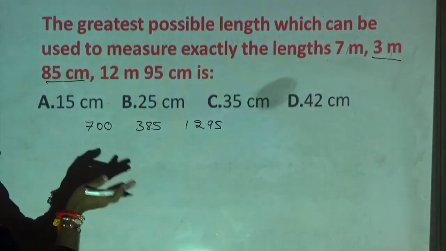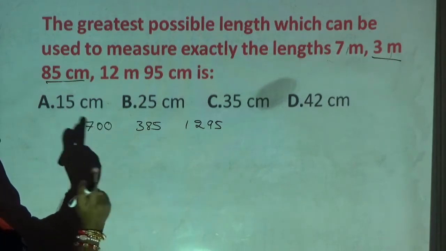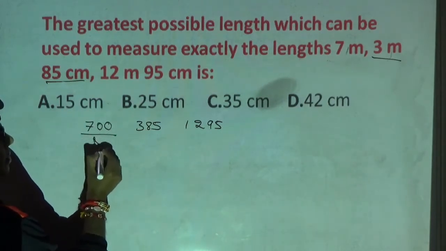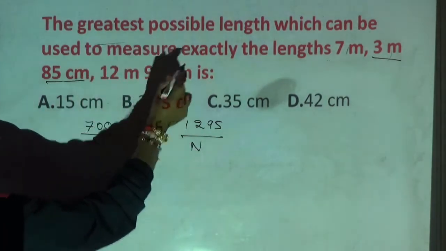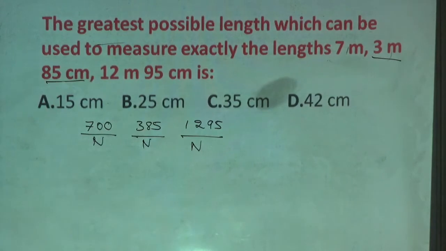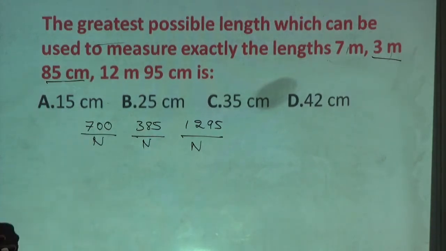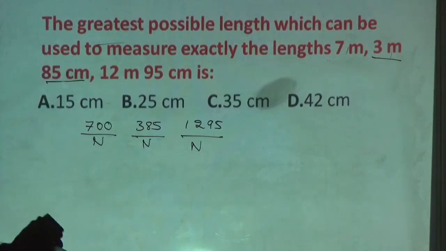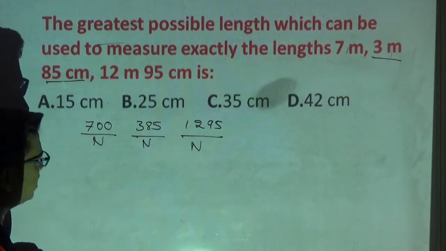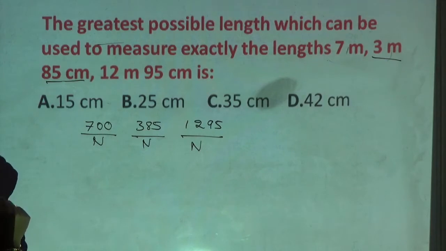Now I am measuring all the three with a single greatest possible length. So I need to find out the n now. See, the number I want, it is in the denominator, right? If the number I want is in the denominator, that means I have to find out HCF. Now I need to find out the HCF of 700, 385 and 1295. Okay, how to find out HCF?